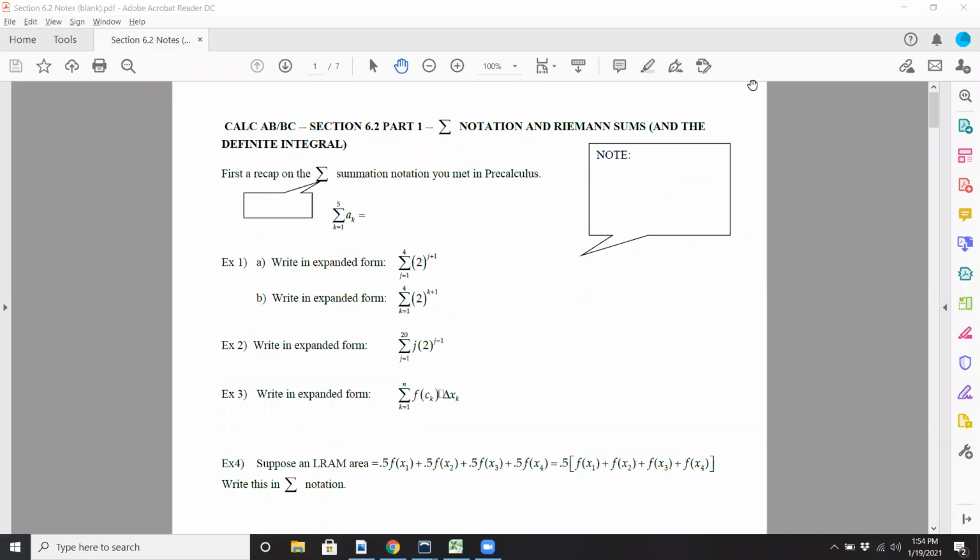Hey there, welcome to a video discussing section 6.2, which is on sigma notation. So you'll see this Greek letter right here, which we call sigma, and something called Riemann sums, which we're going to talk about in a few minutes. The definite integral we're going to spend more time talking about in class the next time we meet, and that's kind of the big part of spring semester calculus.